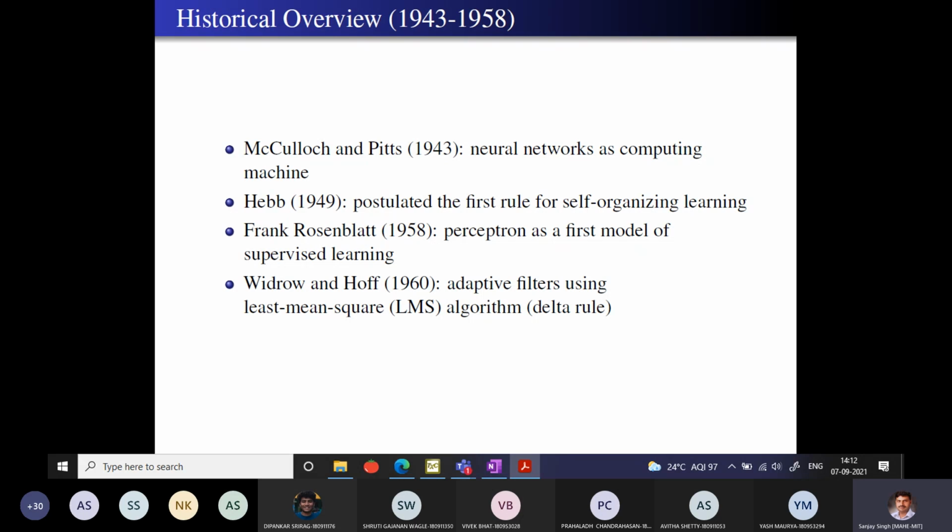And then in the 60s, Widrow-Hoff came with the concept of adaptive filters using the least mean square algorithm, which is also called the delta rule, which we'll discuss subsequently, probably in the next class or so. So these were some of the basic milestone works in neural networks.